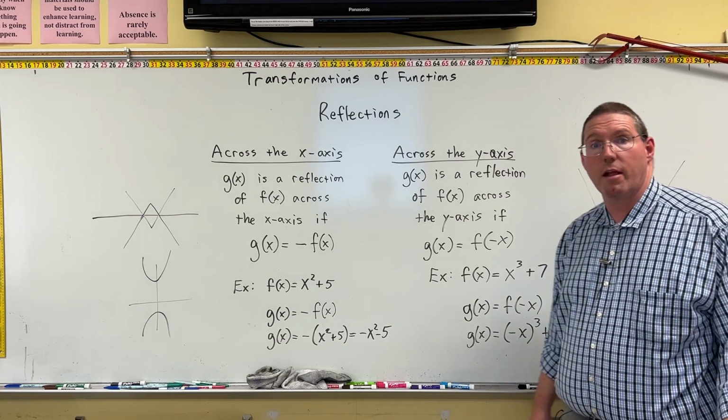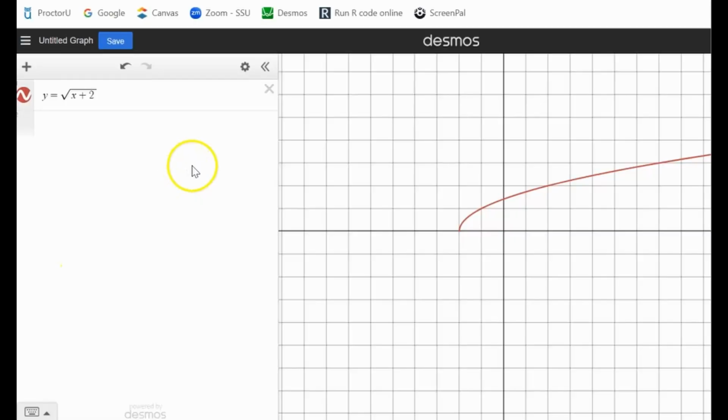Let's see what this looks like maybe in Desmos. Okay, so here we have a graph. This is a square root function. You can see that this is f of x. We call this f of x. Y is equal to the square root of x plus 2. And if you're unsure, I can key in f of x instead of y, and it gives me the exact same thing. So f of x is equal to the square root of x plus 2.